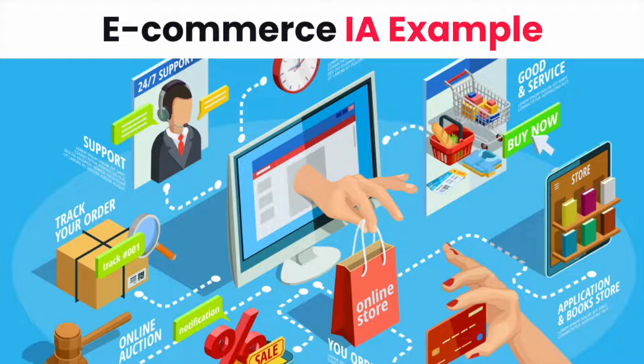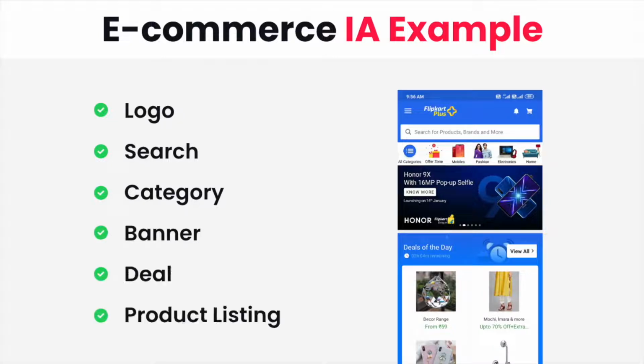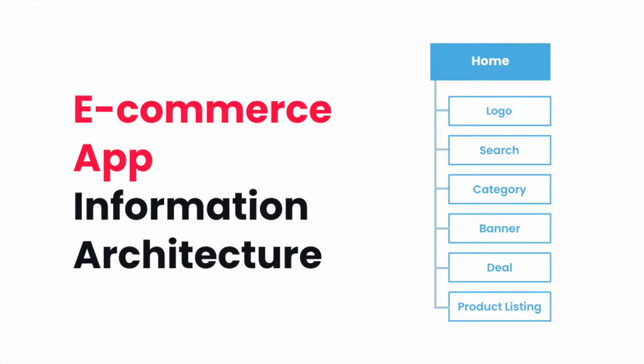So which elements do I want to show on the home screen? First, I have to finalize those elements through the information. Like, I want a logo on my home screen. There should be a search bar, categories, banners, deals, and product listings. So all this information I have to first finalize through the information architecture like this.